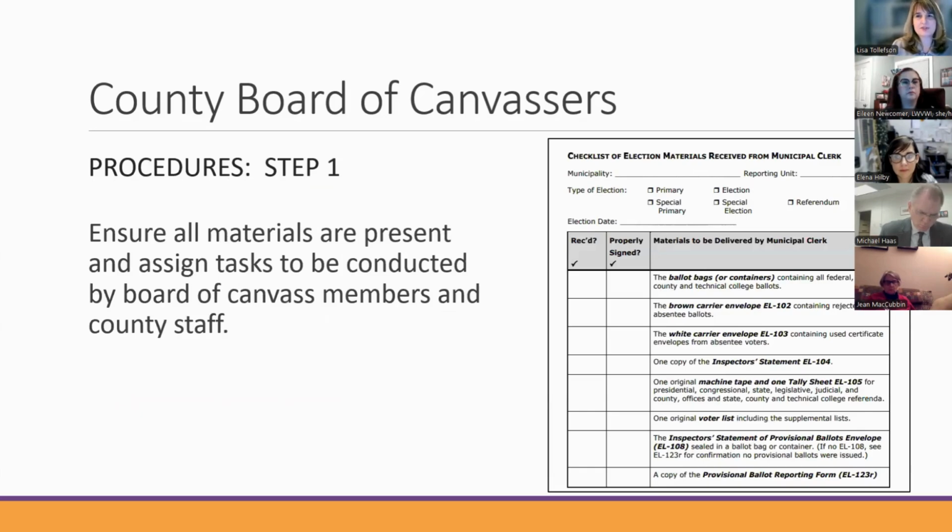So I'm going to go through our steps that we go through when we do our board of canvass. First thing we do is we make sure all of the items are there. So even though we double check those when they're coming in with their supplies, we go through them again just to make sure we're not missing anything. I will usually do this ahead of time and flag anything that I think is an issue and get a hold of my municipal clerks just to make sure that we have all the materials and everything is taken care of.